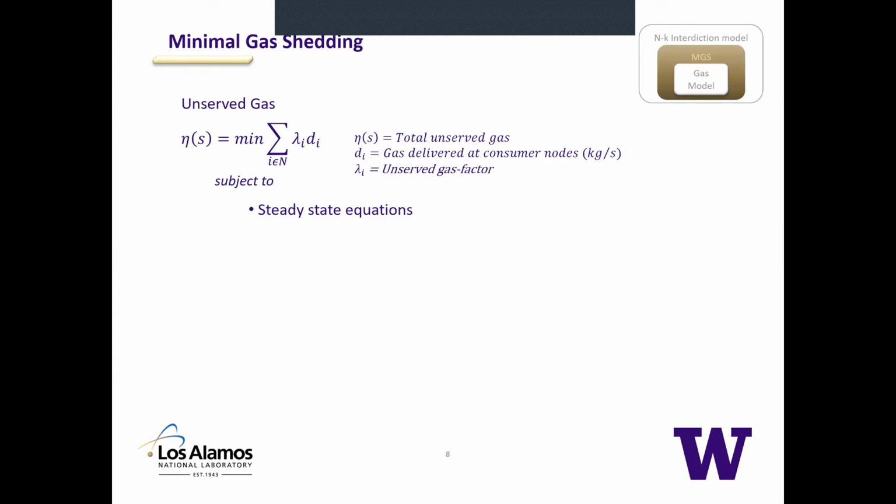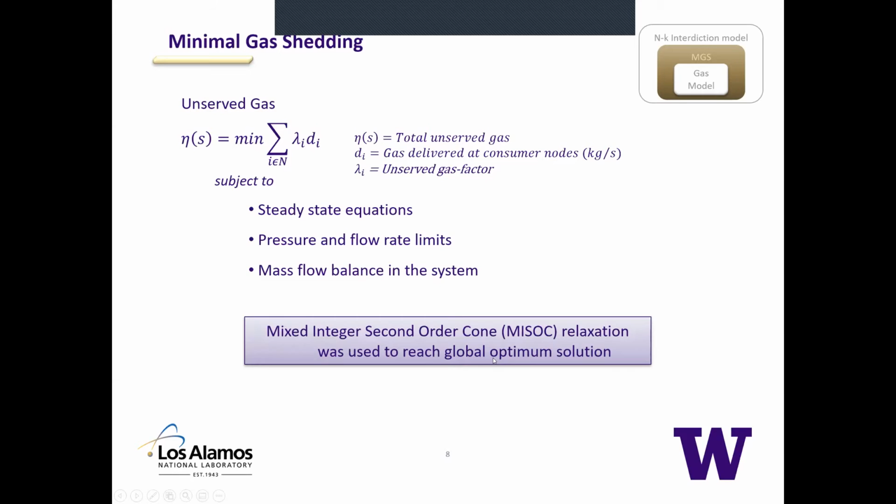So starting off with the minimum gas shedding, we want to quantify the unserved gas as a function of the summation of the gas delivered at consumer nodes and some unserved gas factor. This minimization problem is subject to steady state equations, pressure and flow rate limits, and mass flow balance in the system. And since we are talking about a nonlinear problem, it is hard to solve to optimality.